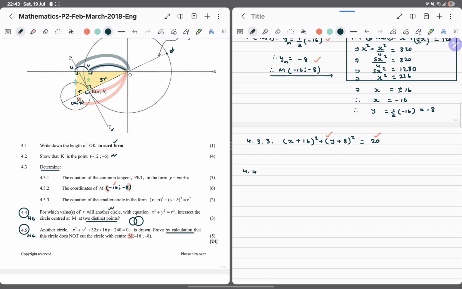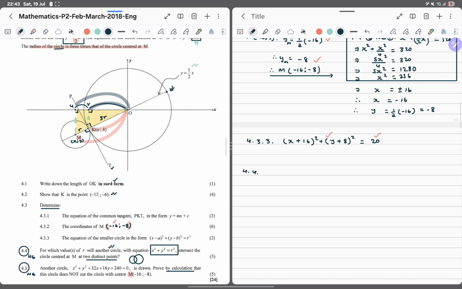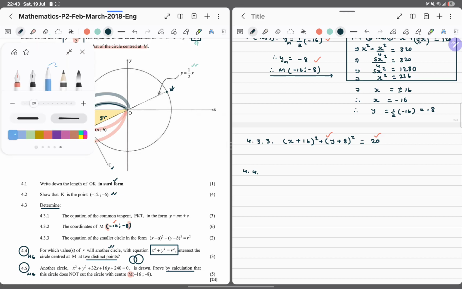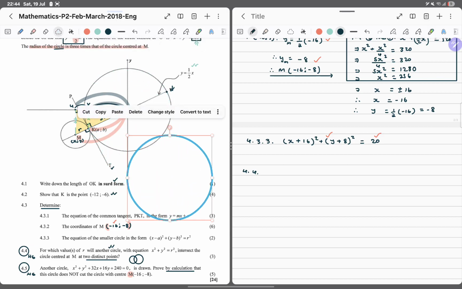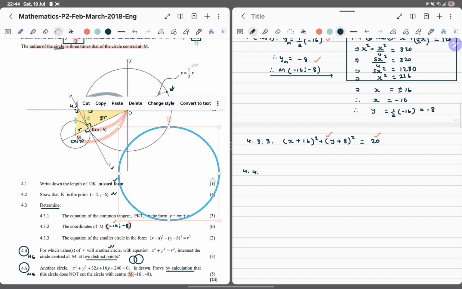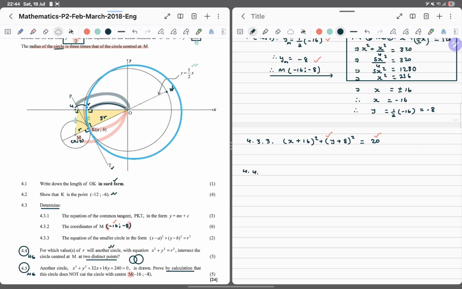So let's see 4.4. Saying for which values of r will another circle with equation, meaning a circle centered at the origin, intersect the circle centered at M at two distinct points. Obviously, we understand that this is the scenario that we are painting. We are painting a scenario like this. We want that circle to be bigger than this. So we will take it out, expand it a bit, so that it gives us what we want. Yeah, it's much better.